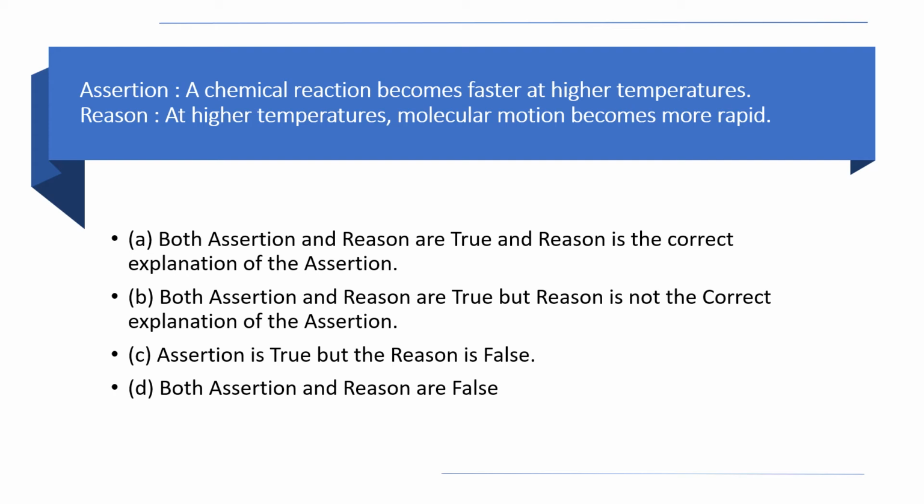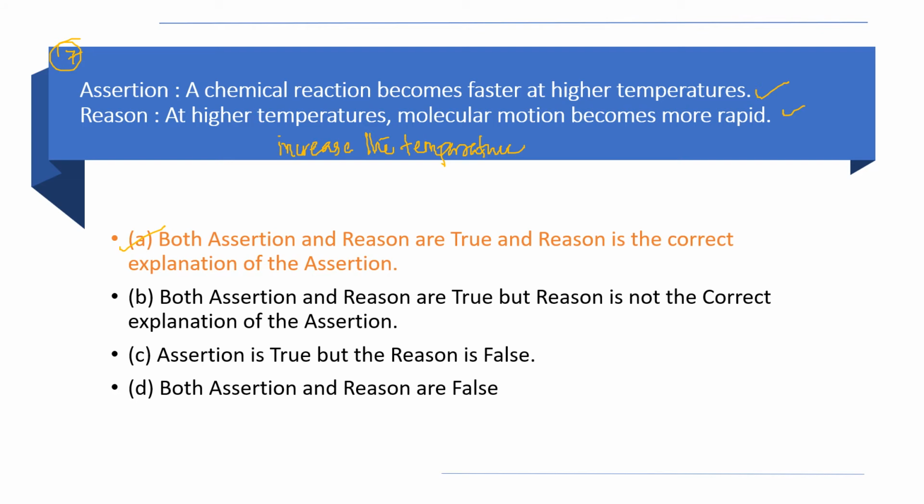Again, moving to the next question. This is the seventh question, right? Assertion: a chemical reaction becomes faster at a higher temperature. Whenever we increase the temperature, the reaction becomes faster. The reason statement is: at a higher temperature molecular motion becomes more rapid. Both the statements are true. So both assertion and reason are true, and reason is the correct explanation of assertion.